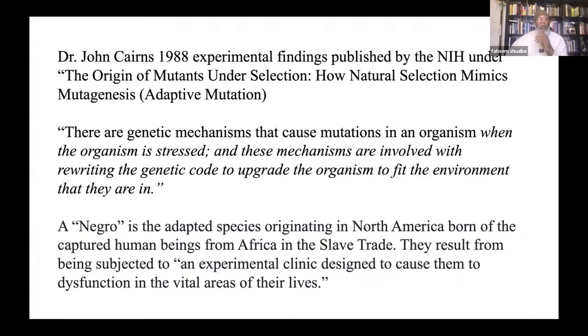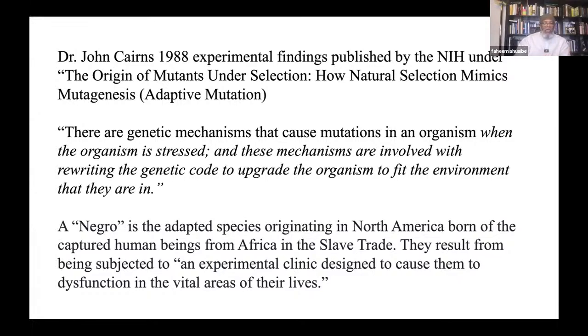All right, so going on, under the origins of mutants under selection, how natural selection mimics mutagenesis. This is the lactose lactase experiment that showed these conclusions. The point is that there are genetic mechanisms that cause mutations in an organism when the organism is stressed, and these mechanisms are involved with rewriting the genetic code to upgrade the organism to fit the environment that they are in. We did a whole segment on it, so I'm just going to read the conclusions here.